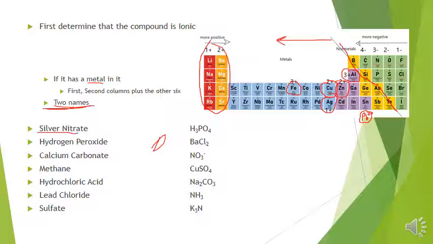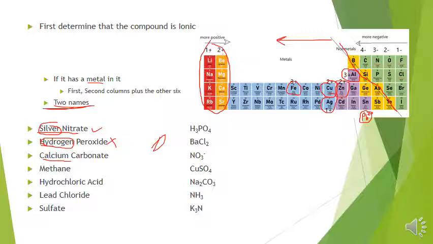Okay, silver nitrate, is that ionic? Okay, so look at silver. Is that a metal? Hopefully you know it's a metal. If not, look in this column, and one of these 6, and sure enough, it's ionic. All right, hydrogen peroxide, is that ionic? Well, hydrogen, where is it? I know it's in the first column, but we said that hydrogen is considered a nonmetal, so this is not ionic.